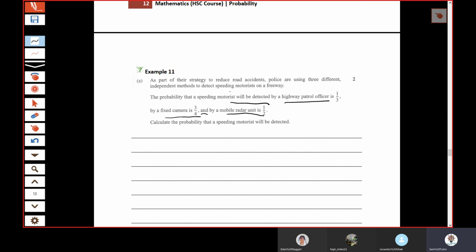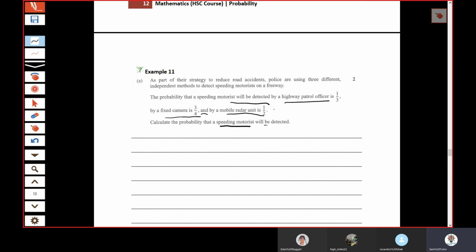There's my question. The probability that a speeding motorist will be detected by a highway patrol officer is 1/3. Let me think about this. What are we doing here? Calculate the probability that a speeding motorist will be detected, because there's overlap. There's overlap. How is the overlap? Say it again. How is the overlap?